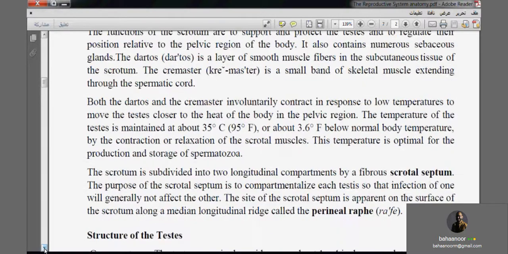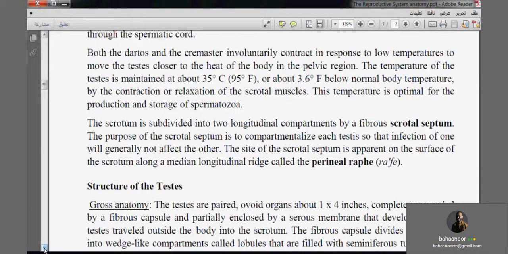Scrotum is subdivided into two longitudinal compartments by fibrous scrotal septum. الغرض من هذا scrotal septum يقسم لنا testes two compartments. So that if infection occurs in one of the testes, it will generally not affect the other. The site of the scrotal septum is apparent on the surface of the scrotum along a median longitudinal ridge called the perineal raphe.